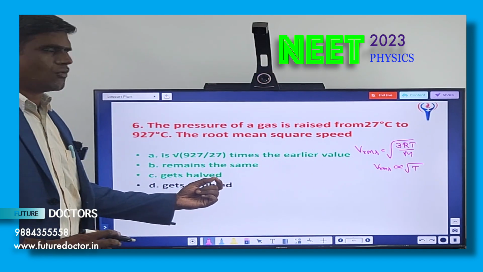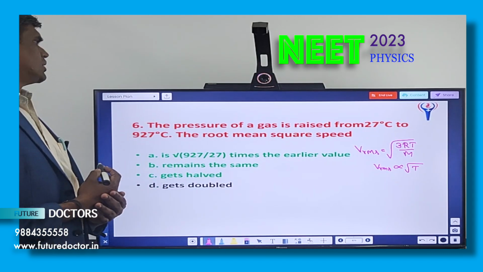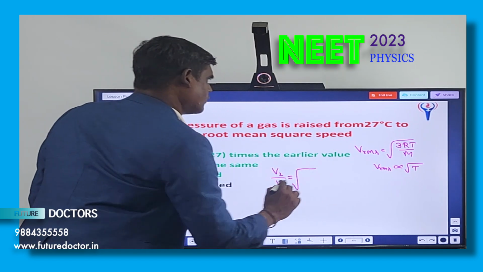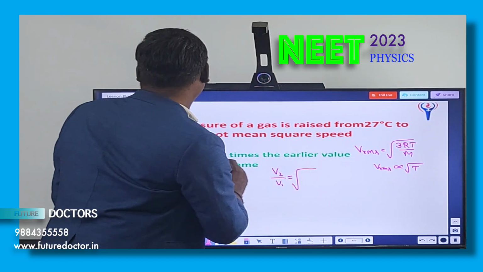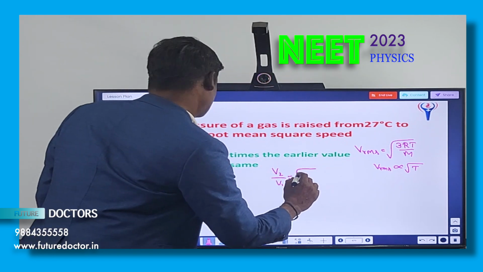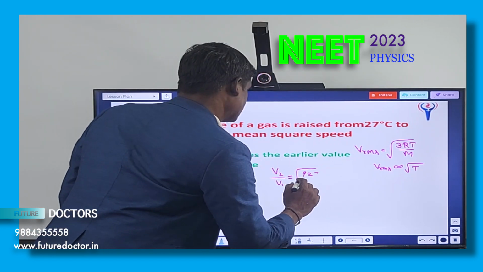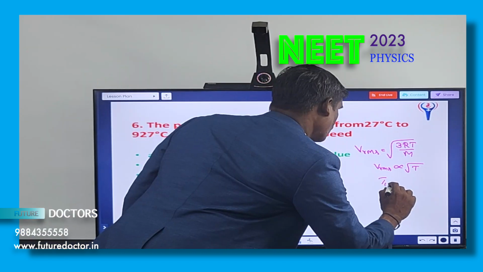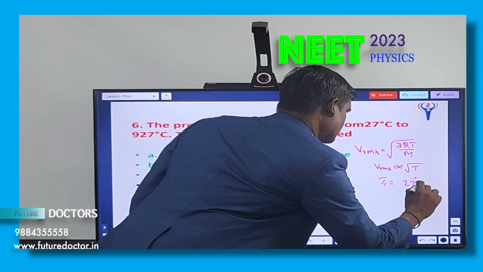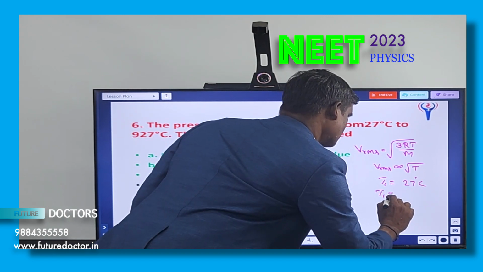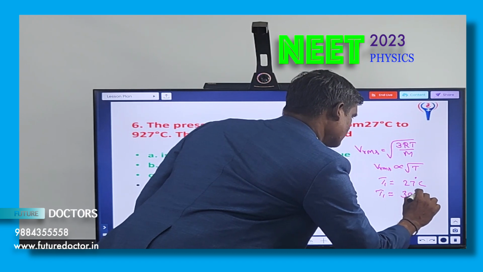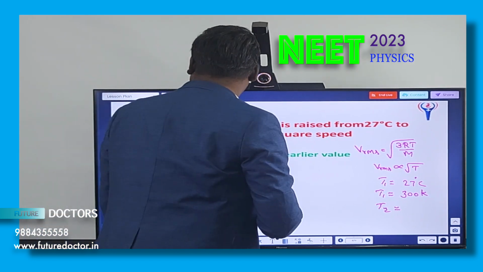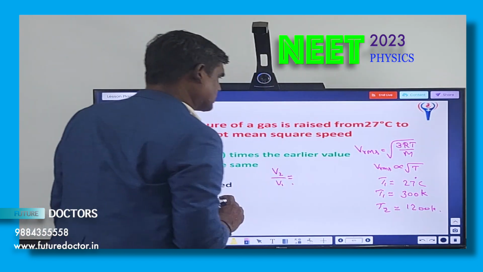Same as previous, V1 is proportional to root T1, V2 is proportional to root T2. Then V2 by V1 equals square root of T2 by T1. The temperatures are in degrees Celsius, so converting to Kelvin: T1 equals 27 degrees Celsius plus 273, that is 300 Kelvin. Similarly, T2 equals 927 plus 273, so 1200.